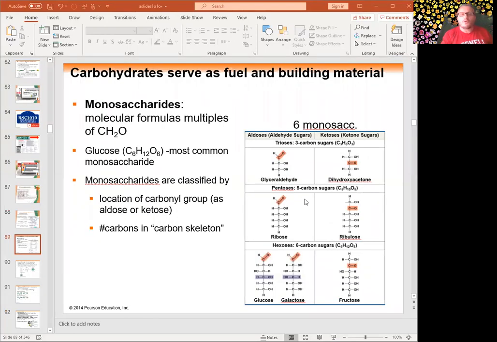Okay, our first macromolecule is carbohydrates. They are the fuel and building material. Monosaccharides are their monomers, with the molecular formula CH2O. Glucose is the most common monosaccharide, found in many places, including blood. And again, there are other monosaccharides, including glyceraldehyde, ribose, ribulose, glucose, galactose, and fructose.